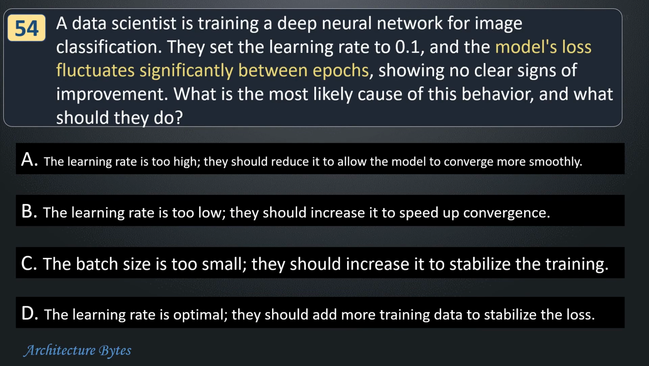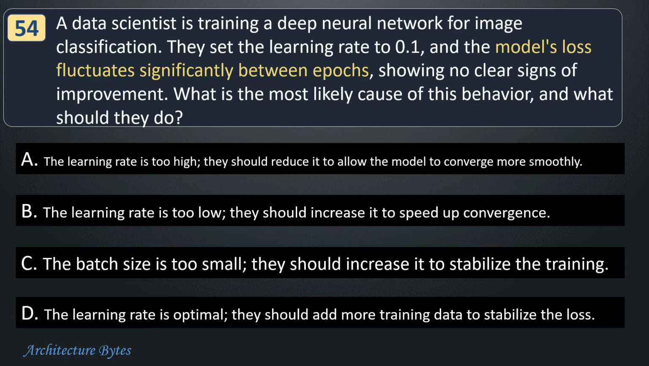A data scientist is training a deep neural network for image classification. They set the learning rate to 0.1 and the model's loss fluctuates significantly between epochs, showing no clear signs of improvement. What is the most likely cause of this behavior and what should they do?